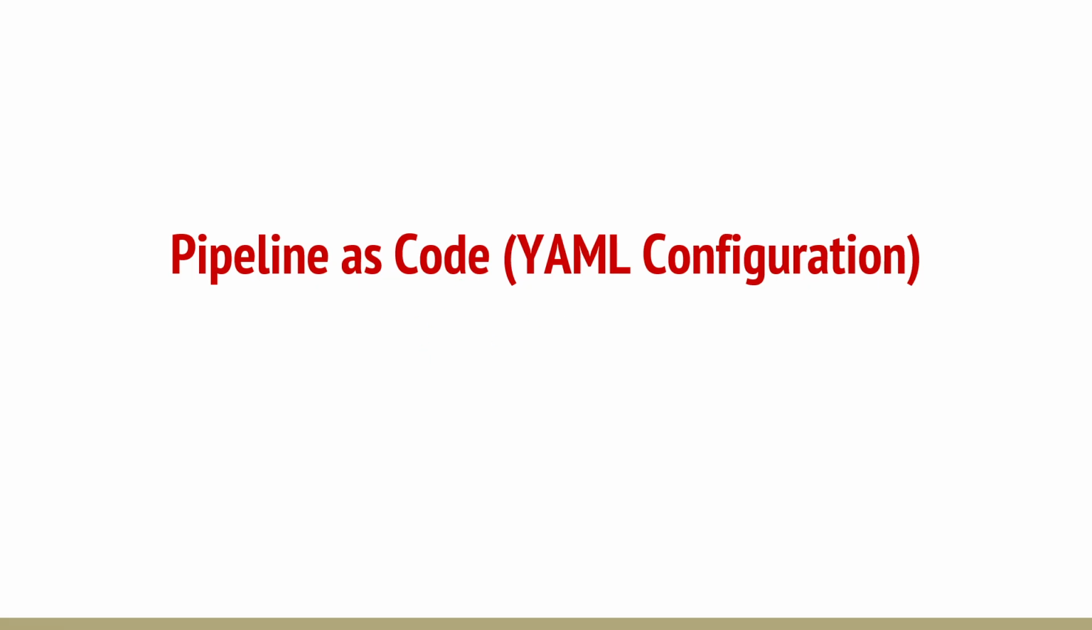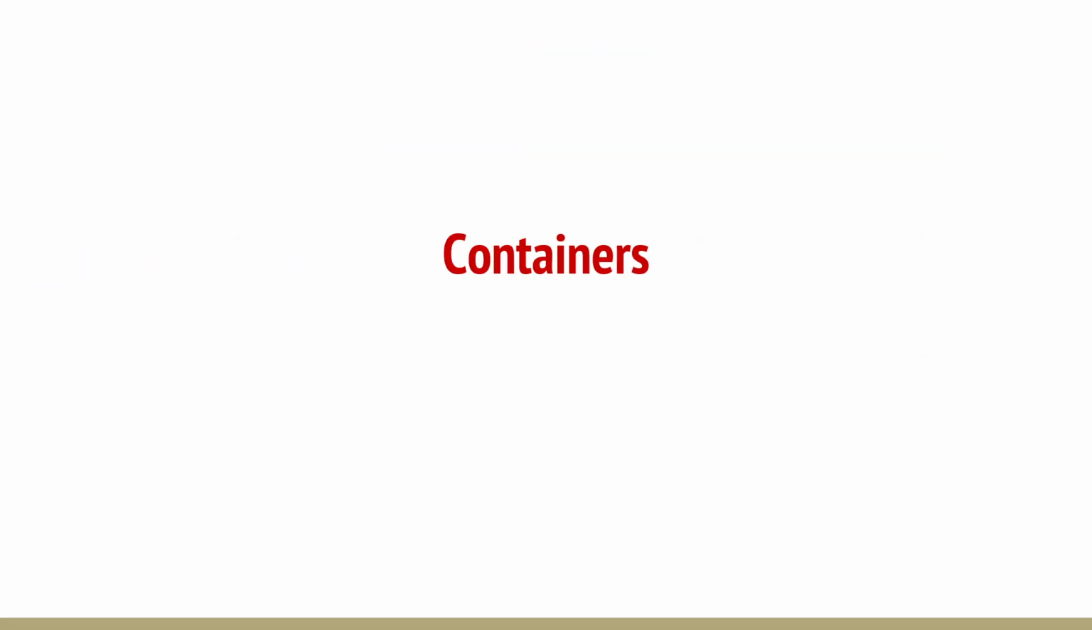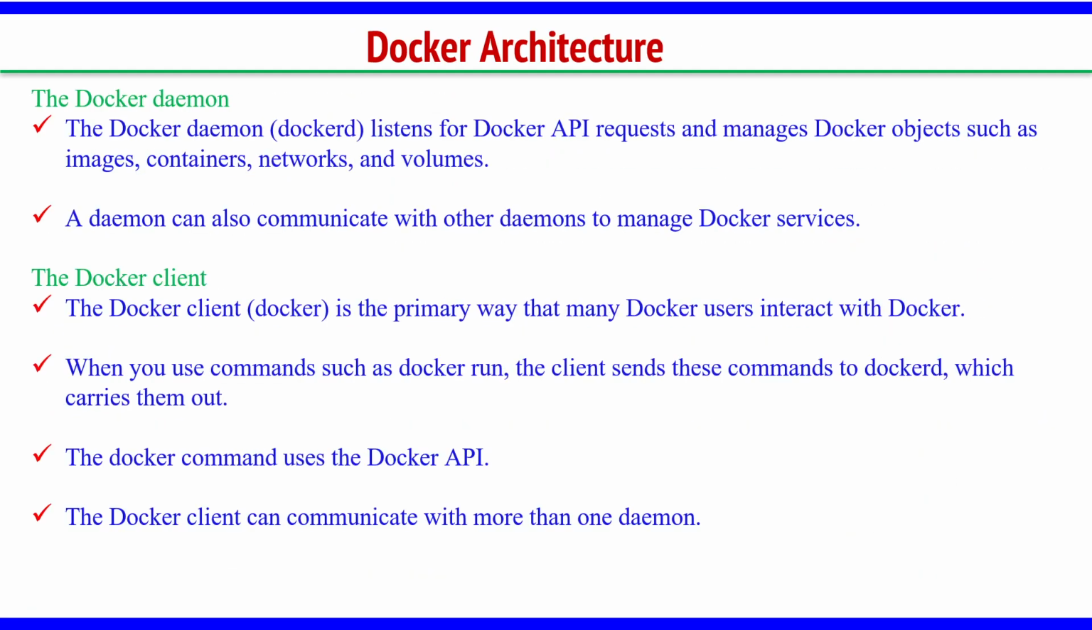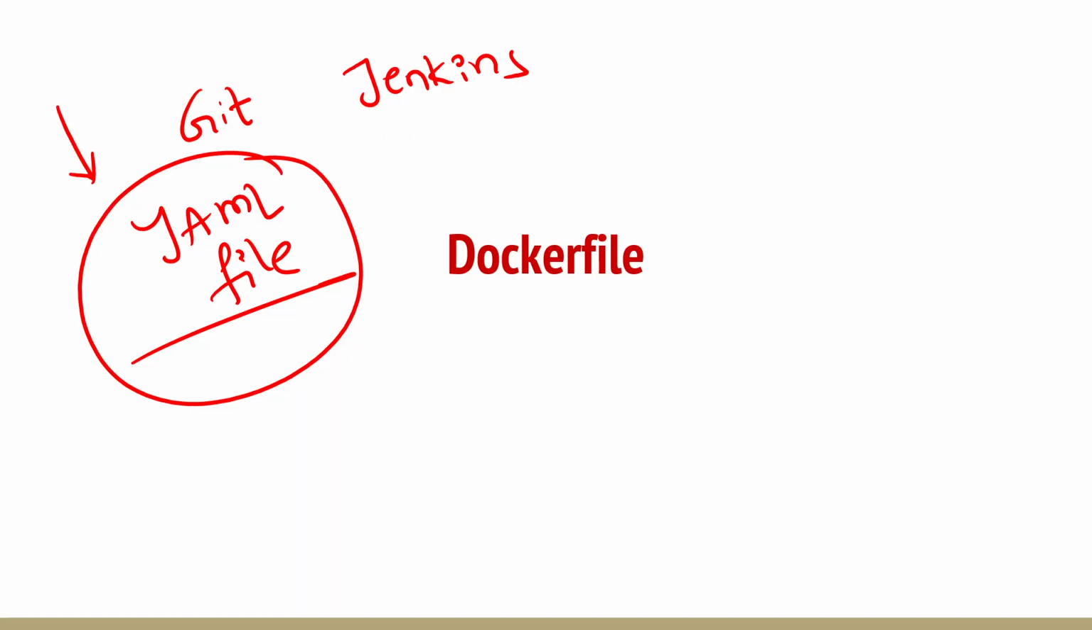In the same way, in Jenkins, to execute some steps automatically, we were writing some code, some instructions. That file is called a YAML file, which contains the instructions to be executed automatically. Same way, even in Docker, we have a file called a Dockerfile.